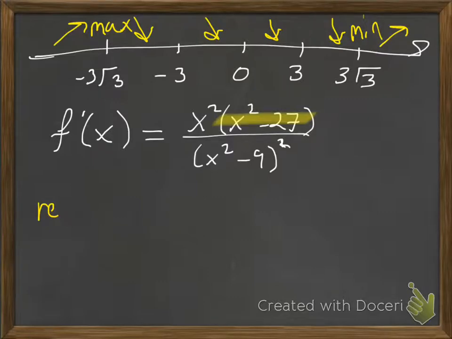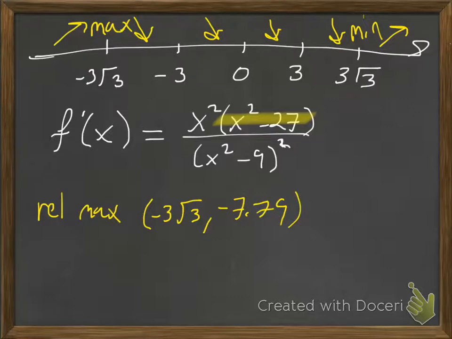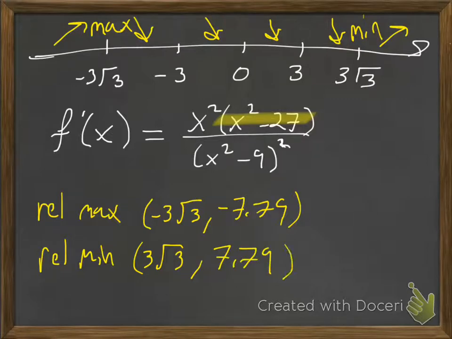Okay. So we have a relative max at negative 3 root 3, and then I went ahead and plugged that into the original function. So I got negative 7.79 in the original function. And then a relative min at 3 root 3 and 7.79, and I got that from the original function by plugging 3 root 3 in. So the original function will tell you position, the first derivative will tell you about increasing, decreasing, and the second derivative will tell you about concavity. So you just got to remember what you're looking for.